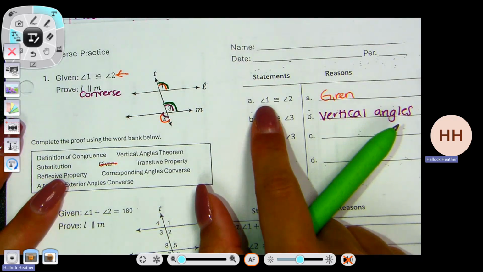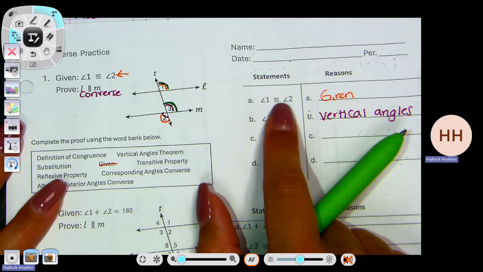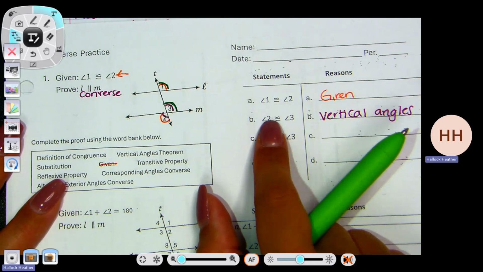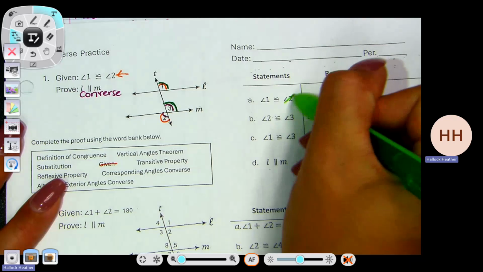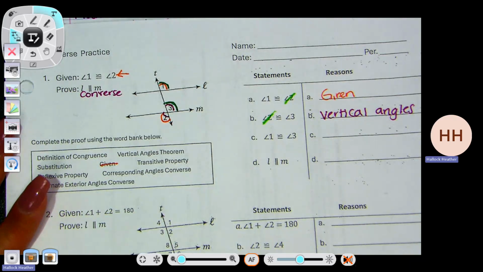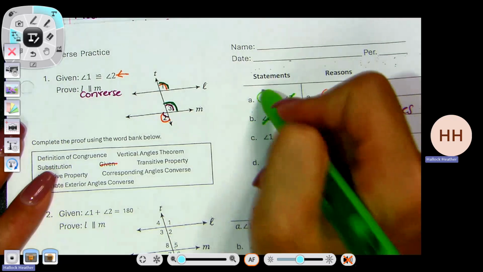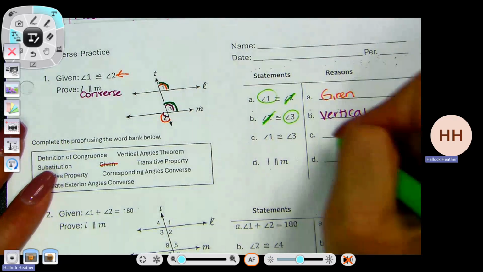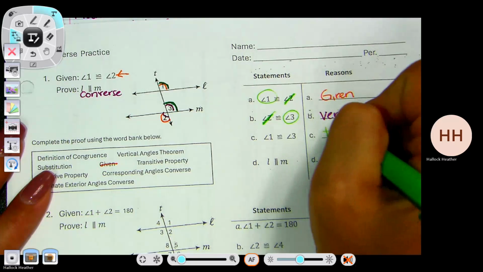Substitution is plugging something in. This is not saying it's equal; these are congruent. It says angle 1 is congruent to 2, 2 is congruent to 3. So I can remove this shared angle and say angle 1 is congruent to angle 3. This is the part that you're going to mess up on the test. 1 is congruent to 3 because of transitive property.